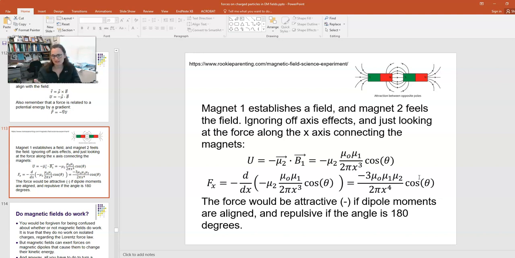Now, of course, the math gets a lot more complicated than this. There's off-axis effects. There's all kinds of things. But I don't think we need to delve that deeply in order for you to understand where the force comes from.